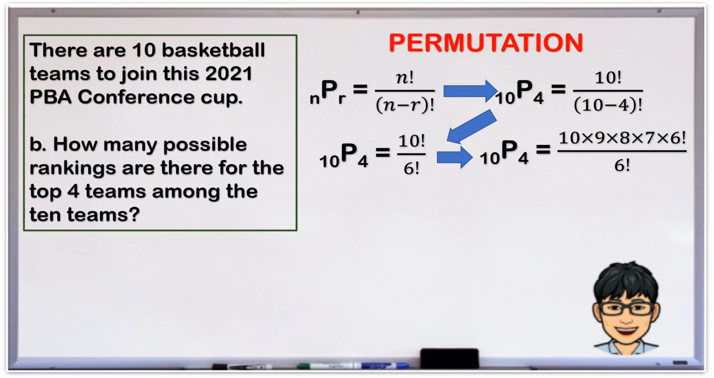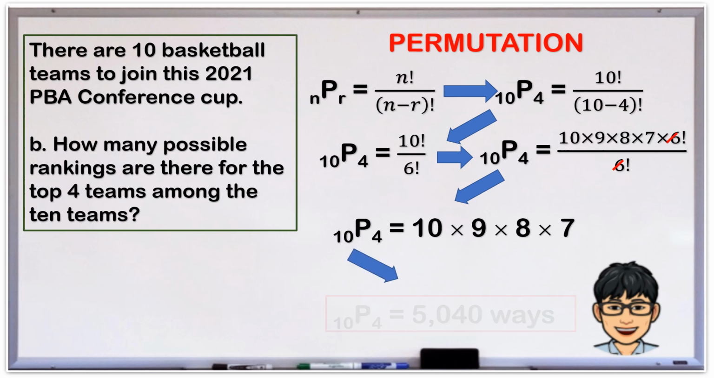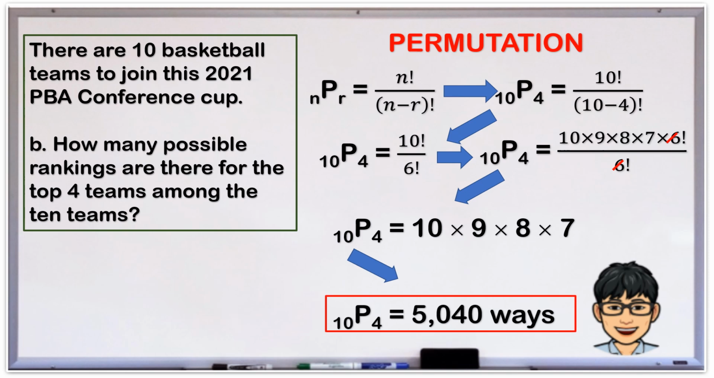Let us now divide 6 factorial by 6 factorial. And then, let us now find the product of the remaining numbers. 10 times 9 times 8 times 7. Our answer is 5,040. Therefore, we have 5,040 possible rankings among the 10 teams.